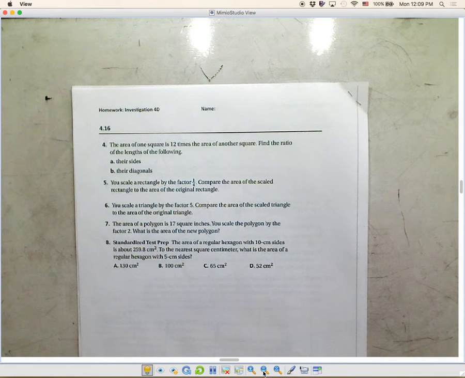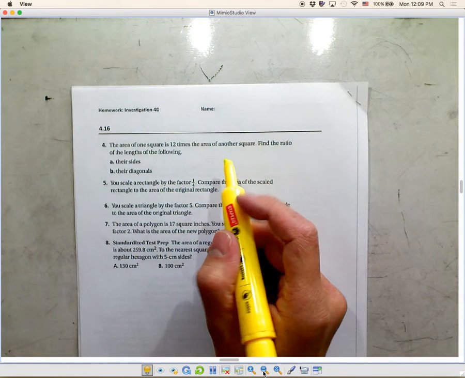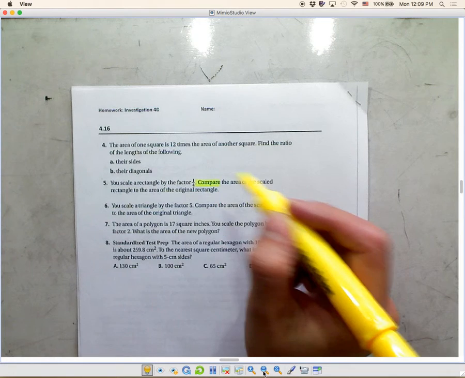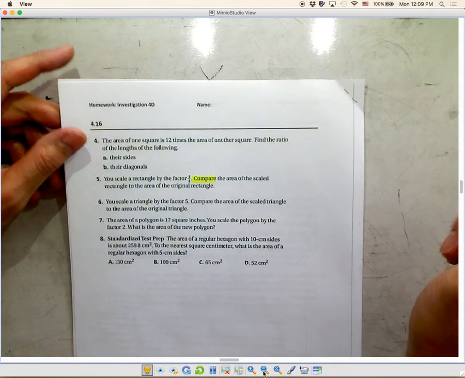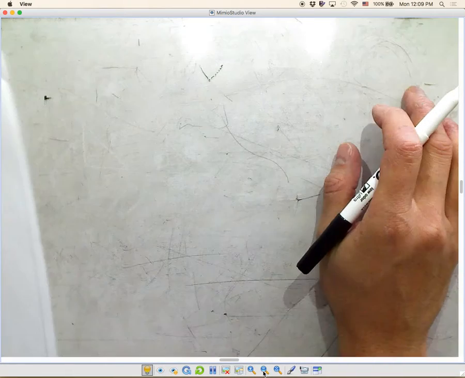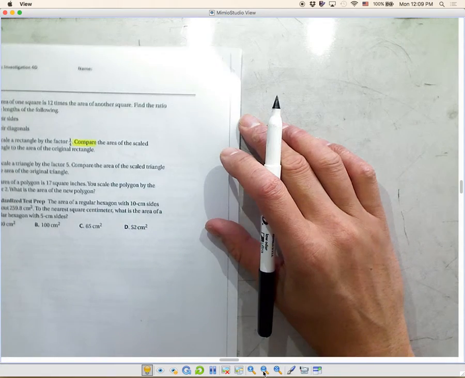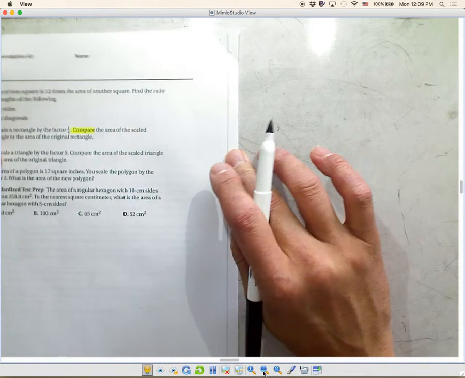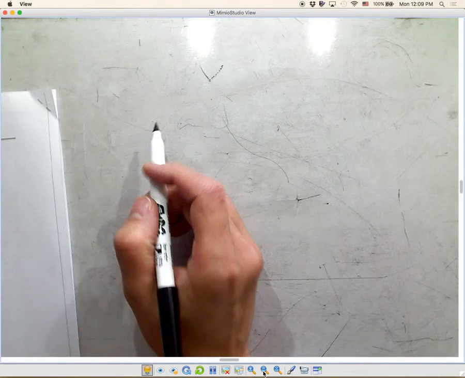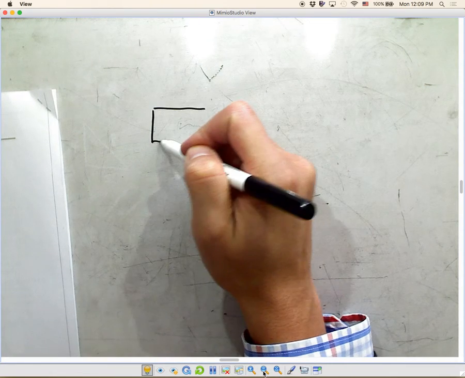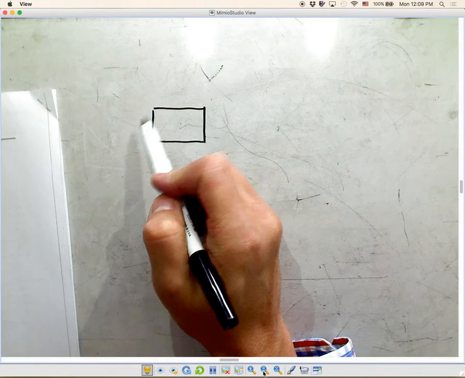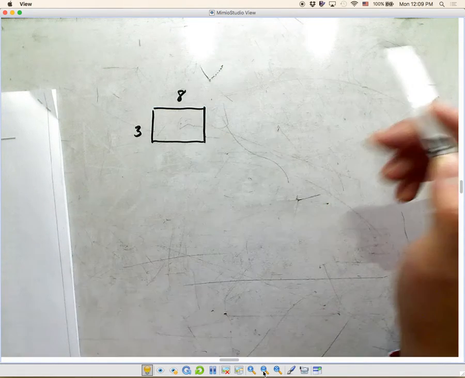So what is the goal here? We have to compare the area. The areas, right? 2 areas. So it's always good to draw a picture because people usually like a problem with a picture rather than without a picture. So let's say we have a rectangle, a random rectangle. Let's say 3 by 8. I'm just making it up, right?